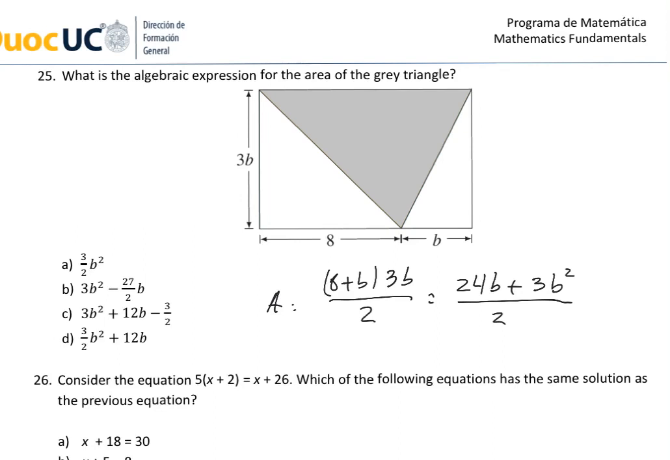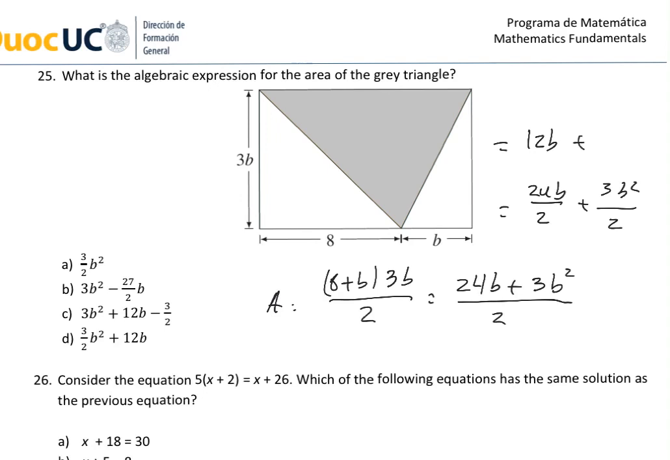So, we can separate this one because it has one addition on top. How do we do that? Well, this is going to be 24b halves plus 3b squared halves. 24 divided by 2?